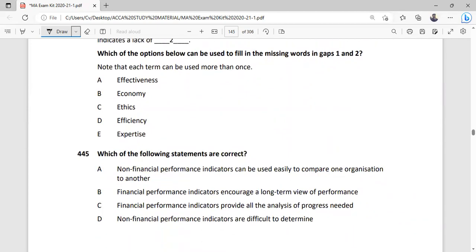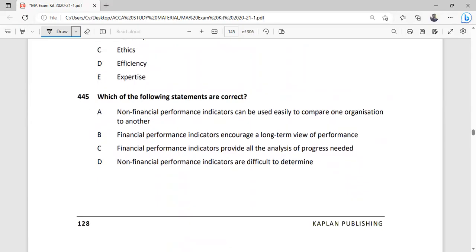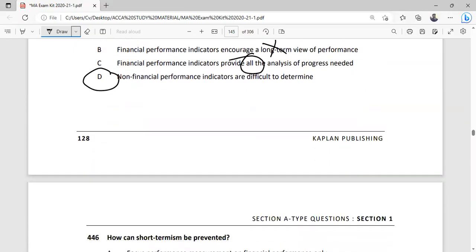It is once again discussing the 3 E's. Which of the following statements are correct? Non-financial measure indicators can be easily used to compare one organization to another. No, it is not possible. Financial performance indicators encourage a long-term view of performance. No, short-term. Financial performance indicators provide all types of progress needed. Not all types of progress needed, only financial. Non-financial indicators are difficult to determine. Yes, it is correct. It is not easy to have a variety of non-financial indicators for business activity.